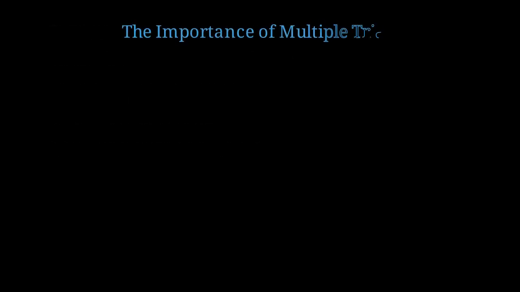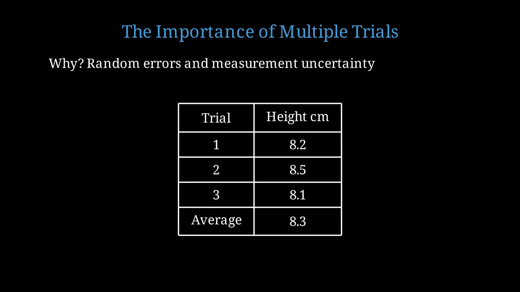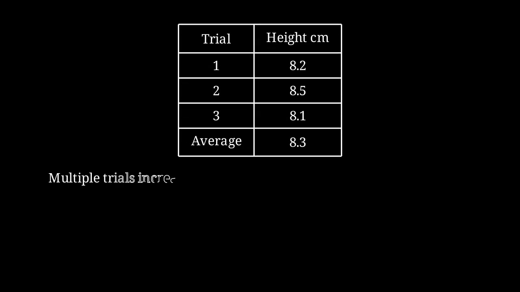One more critical concept. You should always do multiple trials of your experiment. Why? Because there are random errors and measurement uncertainty in any experiment. One trial might give an unusual result by chance. If you measure the height 3 times and get 8.2, 8.5, and 8.1 centimeters, you can average them to get 8.3 centimeters. This average is more reliable than any single measurement. Multiple trials increase your confidence that the pattern you observe is real and not just a coincidence or error.